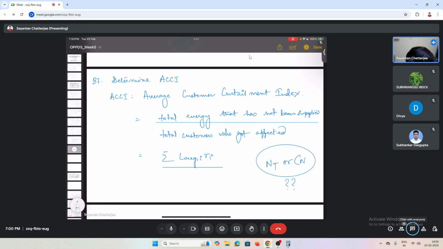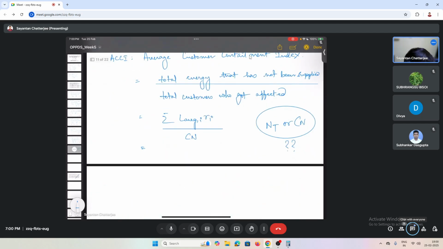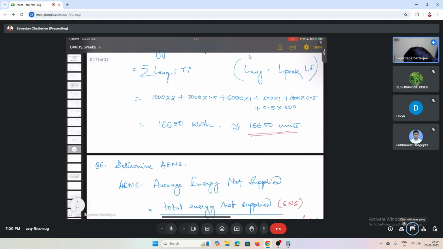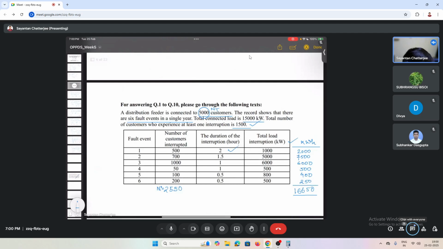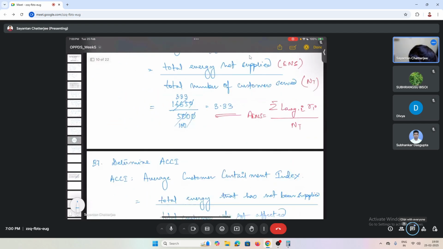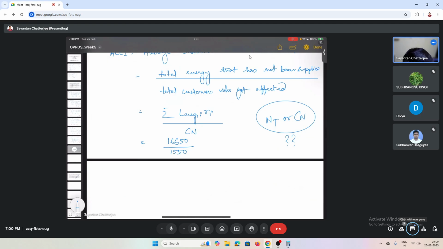Here in the denominator, it will not be NT. The customers who got affected was NT. CM, yes, CM. So the total energy we have already calculated, 16,650, and CM is the customers with at least one interruption. 1500 is the CM. So if we calculate this, the answer would come as 11.1. I think for 2 also the answer is 11.1.